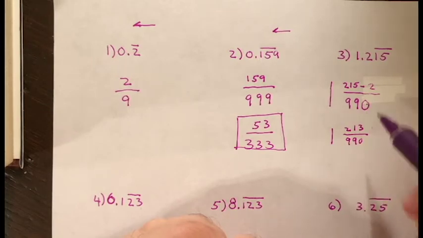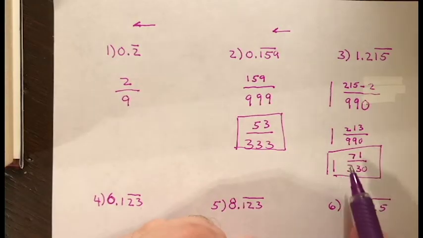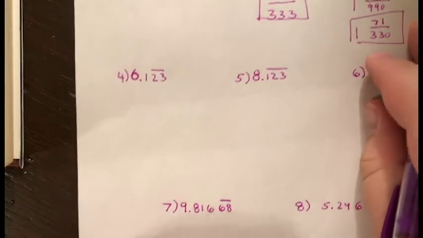Why don't you take a moment and see if you can simplify this fraction a little bit farther? What you should have got was 1 and 71 over 330. This is as far as we can simplify this particular fraction. So let's do 4 together.